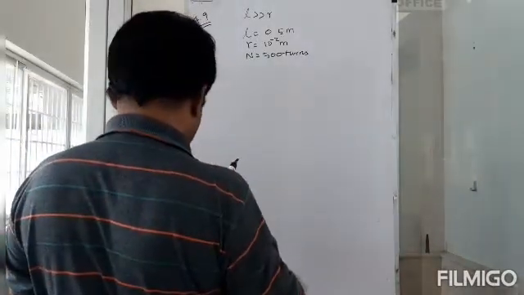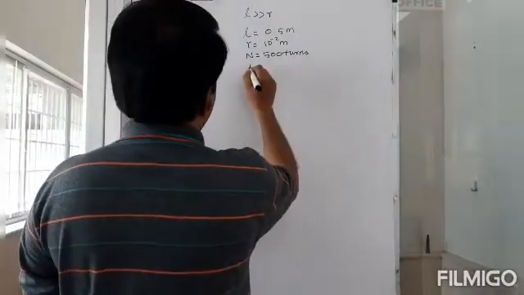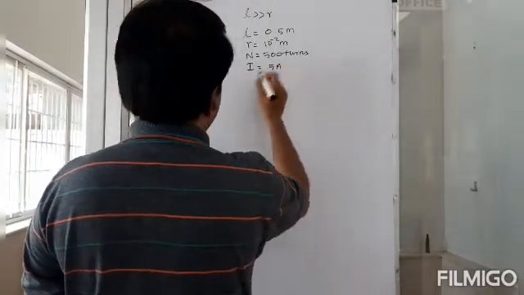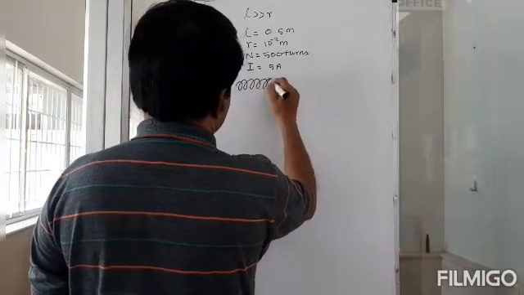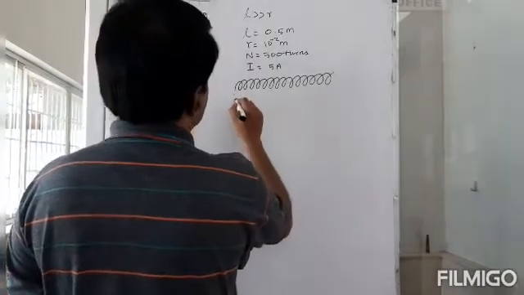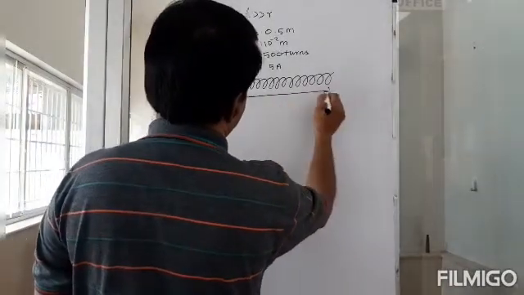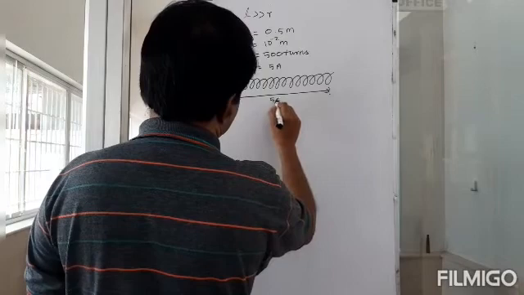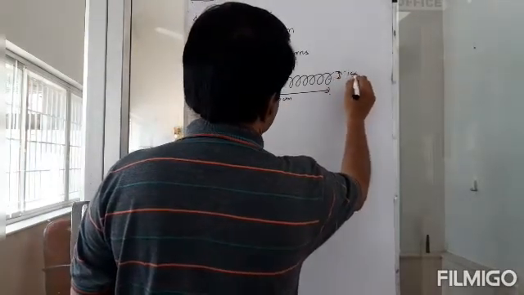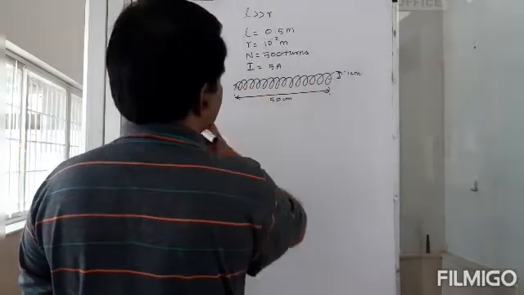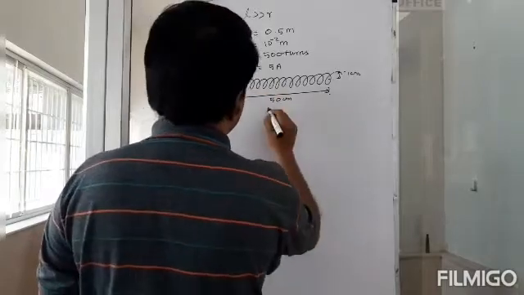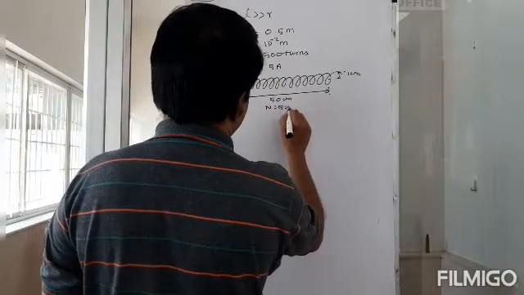And the amount of current that is flowing through the solenoid is 5 amperes. So you have this kind of a structure. That length is 50 centimeters, and this radius is just 1 centimeter, and the current which is flowing through that is 5 amperes, and the total number of turns, capital N, is 500.